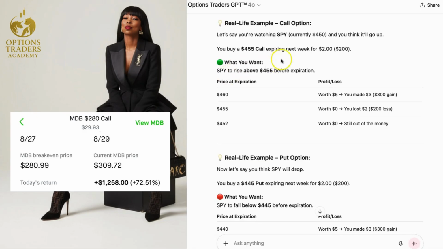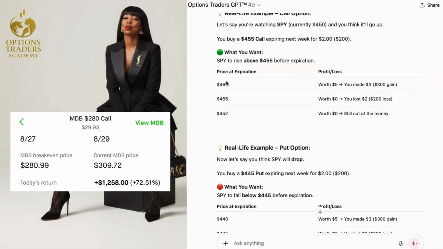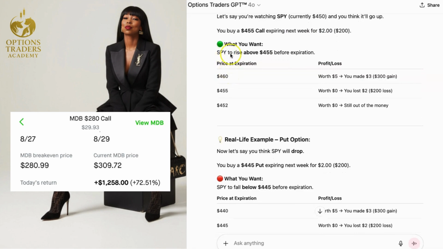So at the end of the day, this does not mean $2. This means $200. What you want now is for SPY to rise above 455 before expiration. Say the price at expiration is 460, worth $5, so you made $3, which is a $300 gain. If it's at 455, worth $0, you lost $2, which is a $200 loss. Or at 452, worth $0, you're still out of the money.